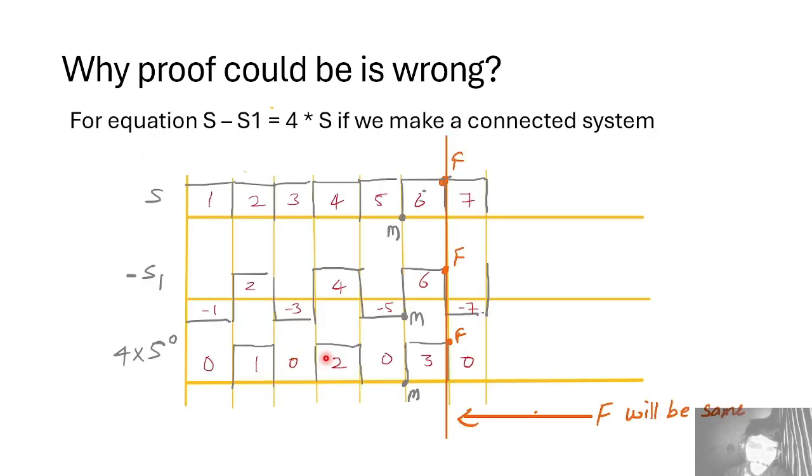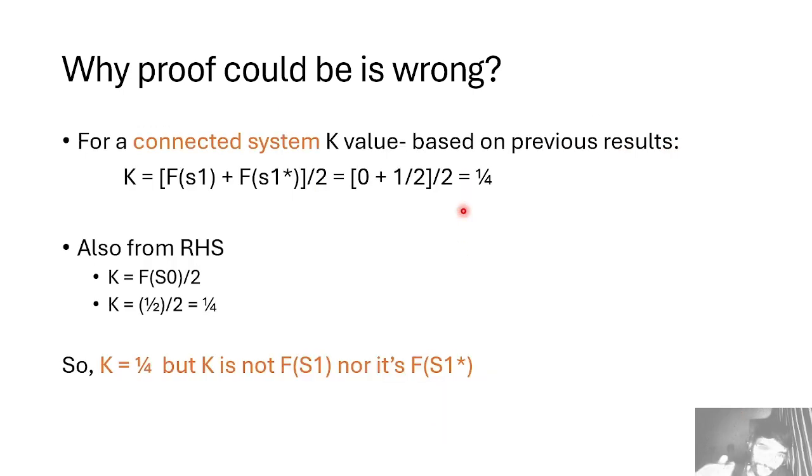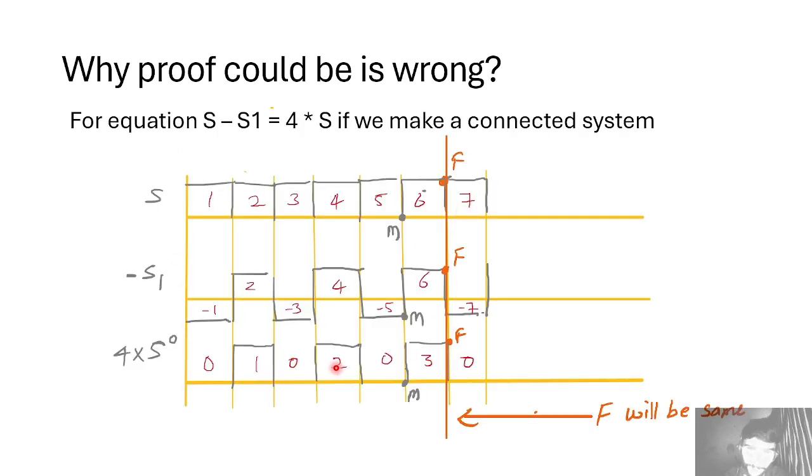Further, to fortify why it could be wrong, consider the equation S minus S1 equal to 4S1, if we have a connected system. So let's say we have a connected system. We got this result from a connected system, and we further follow it in a connected system. So we have the S series, the series of natural numbers, and the negative S1. Okay, so you have just negated the S1 series. So we have minus 1, 2, minus 3, 4, and so on. And then if you just add these two series element by element, you will see 1 minus 1 is 0, 2 plus 2 is 4, 3 minus 3 is 0, 4 plus 4 is 8. Here 4 is taken as common, and then we'll get this series.